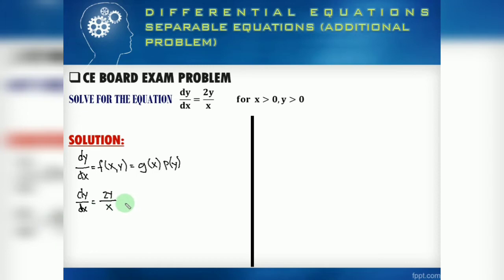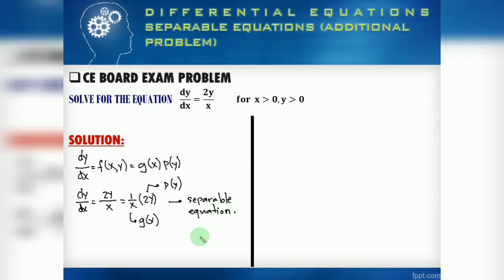If we separate this 2y over x, we have j as a function of x equal to 1 over x, and then we multiply this with 2y. So this one is our j as a function of x, and this one is our p as a function of y. So we can say that this is a separable equation.